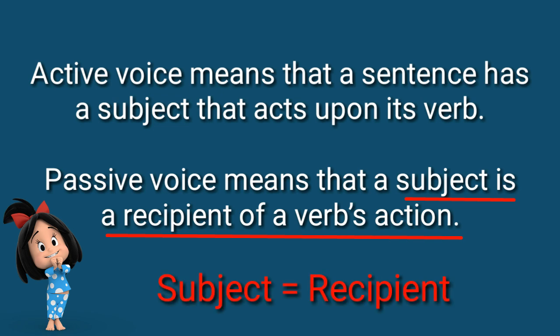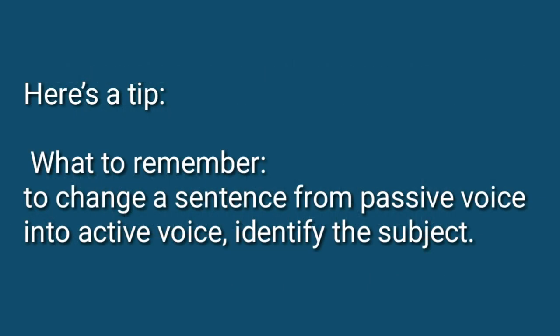So in order to change the voice of a sentence, we should identify the subject. Here's a tip. To change a sentence from passive voice into active voice or active voice into passive voice, the most important thing we should do is identifying the subject. After identifying the subject, we should know some other things. That means how to change the verb form. That's what we are going to study today: how the verbs change while we change an active sentence into passive.